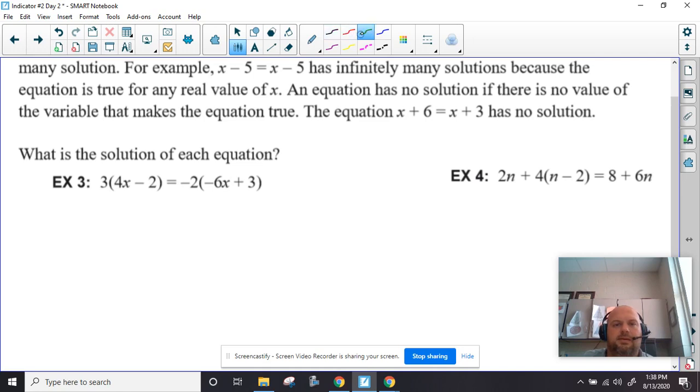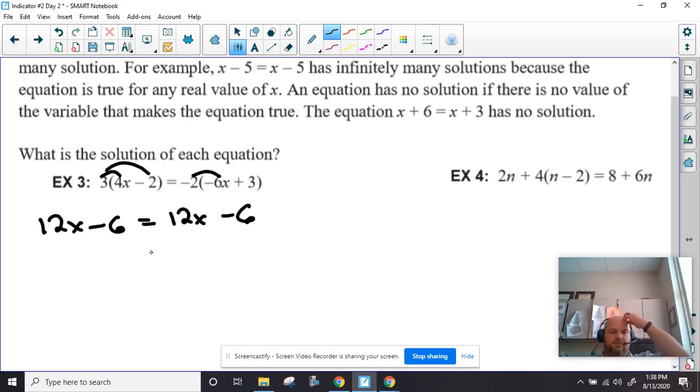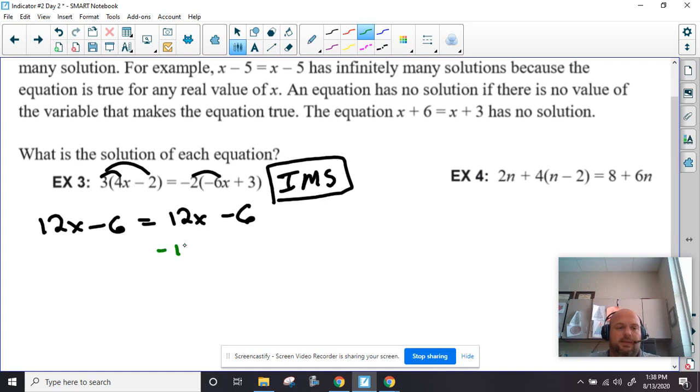Now, over here, we're going to distribute 12x minus 6. At this point in time, I would actually tell you to stop, because your answer is going to be IMS, or infinitely many solutions. If you were to keep on working, this is what's going to happen.